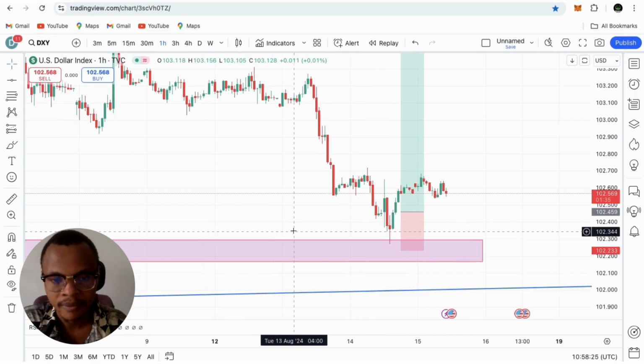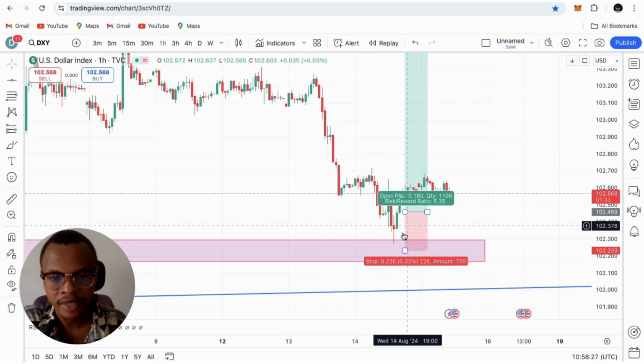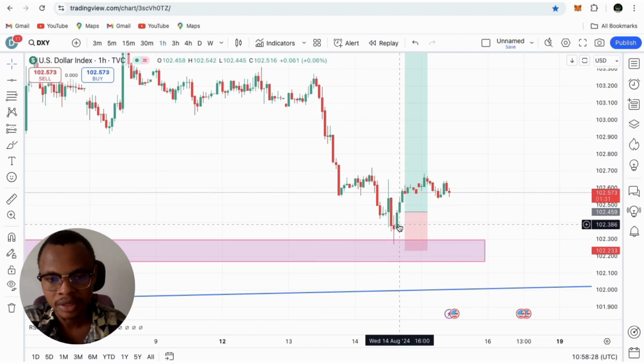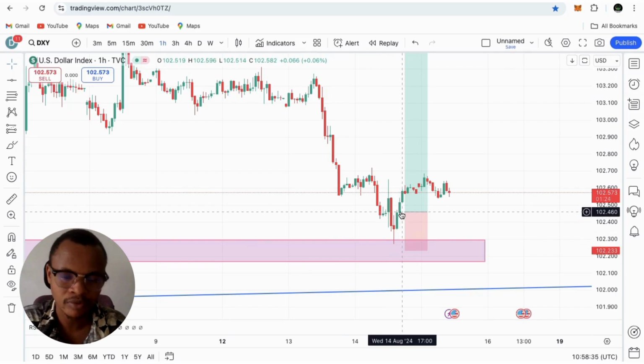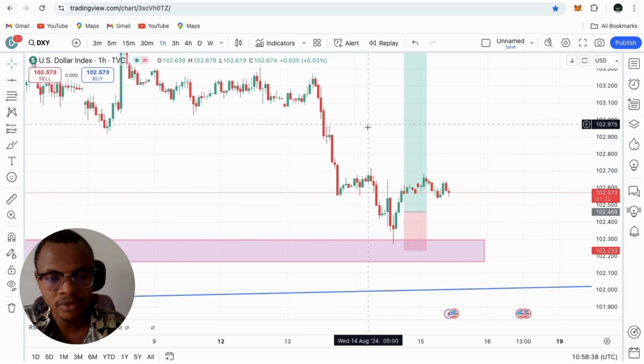Now, before the engulfing candle, we also have this shooting star, which means an indecision candle, and it's an entry reason for some people, followed by the engulfing candle, which also gives a good entry reason.